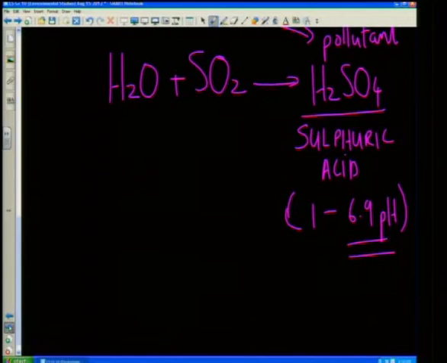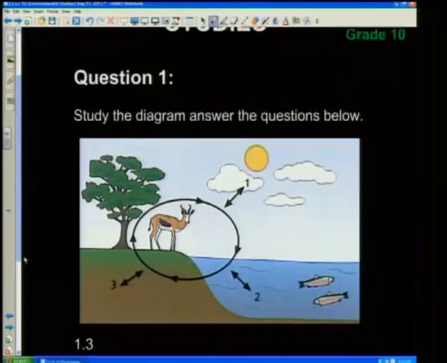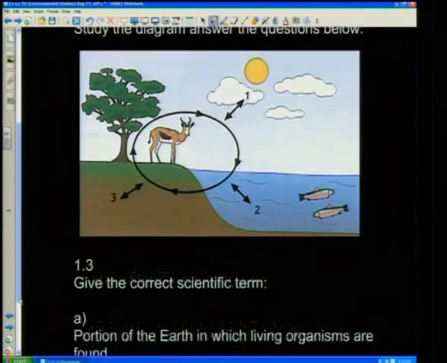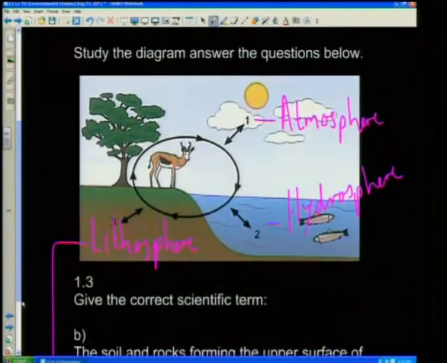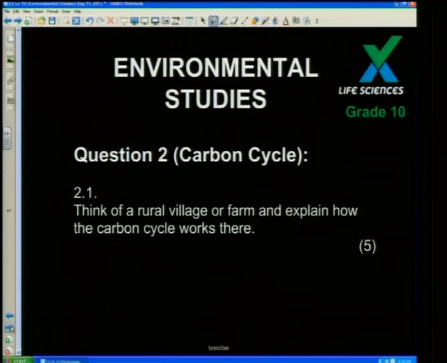Okay. The next question. Study the diagram and answer the questions below. Give the correct sign. We've done that. Let's move on to the next question, guys. We've done that as well. Let's look at the next question.